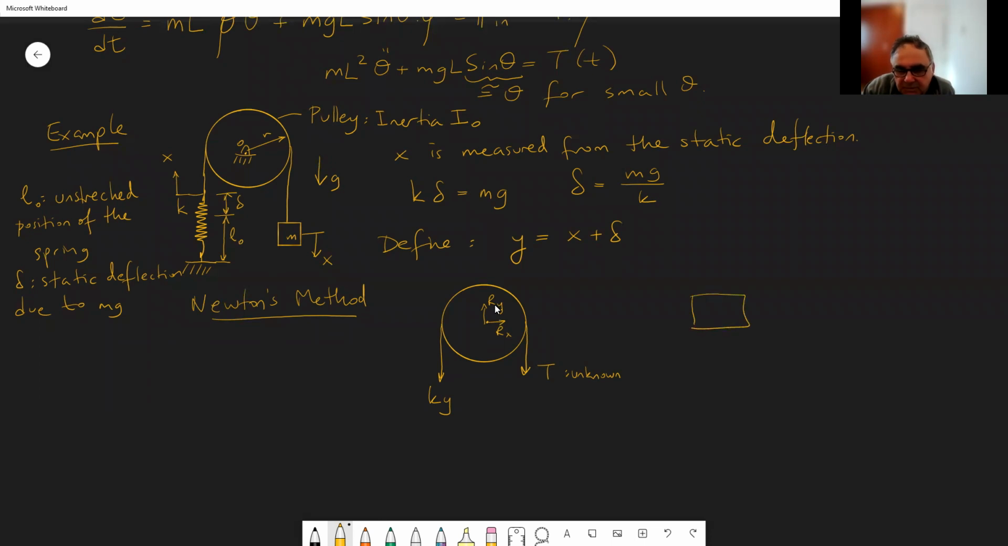For the mass, you have mg, you have the tension. Oh, by the way, I didn't put that there. There was a force effort, so there's an effort here. Okay, these are the free body diagrams, as you see, of both the pulley and the mass.